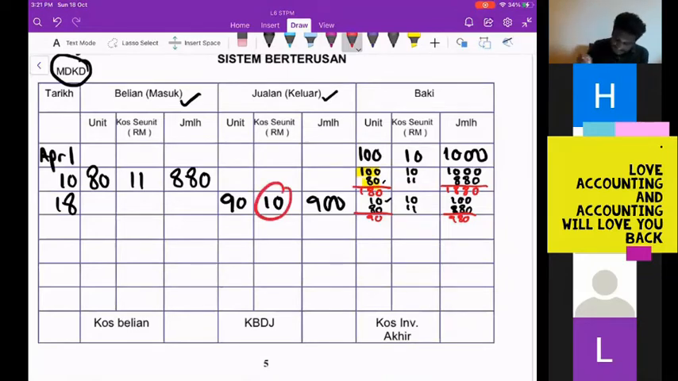Why I times with the 10? Because now I have two inventory. Which one do I sell, the old one or the new one? I sell the old one. If you sell the old one, how much is the cost of the old one? The cost of the old one is 10 ringgit. So that's why I times with 10 ringgit. Understand?